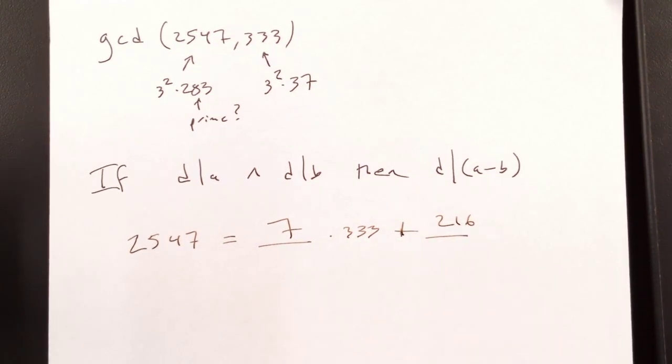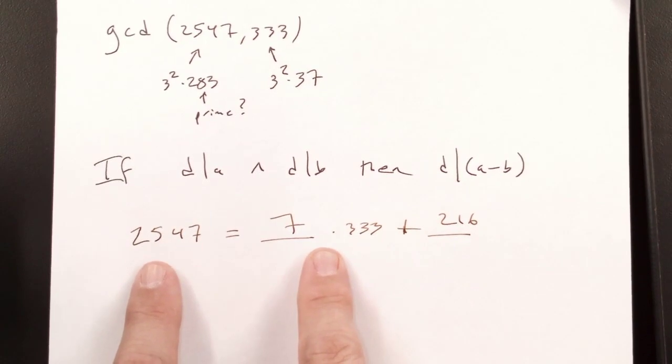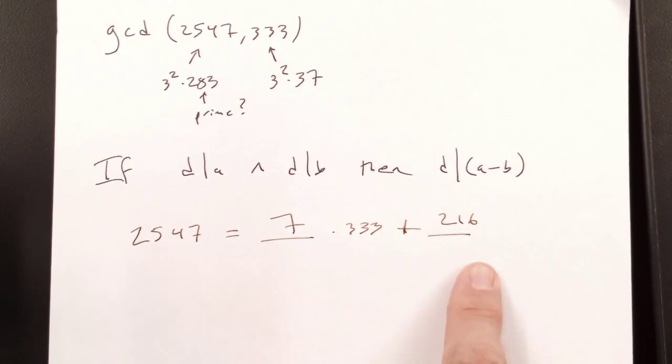I'm looking for the greatest common divisor of 2547 and 333, right? So whatever thing divides 2547 and 333, if it divides 333, it'll divide 7 times 333, right? Which means it'll divide the difference of these two things, which is 216. Whatever divides both 2547 and 333 also divides 216.